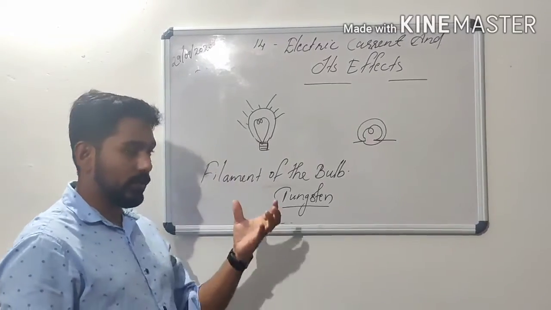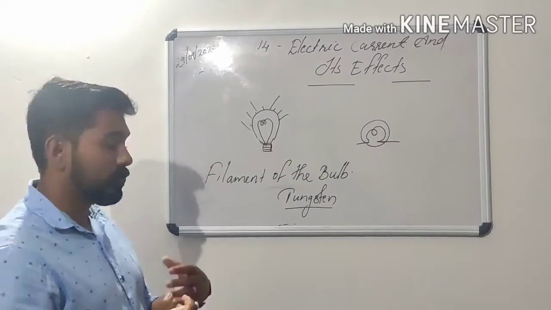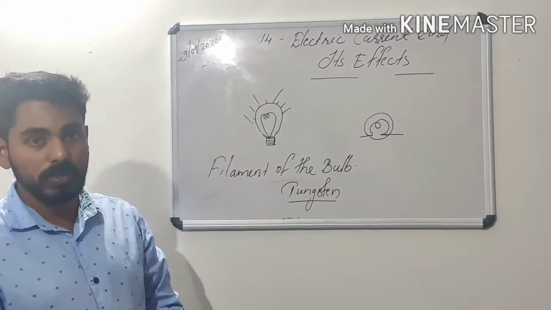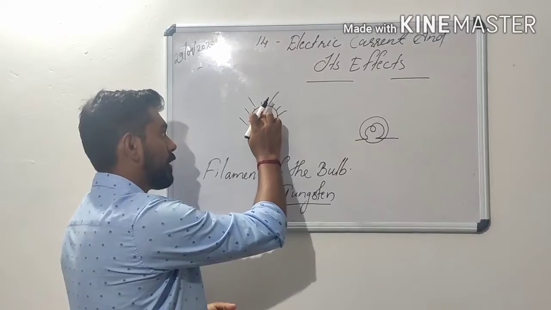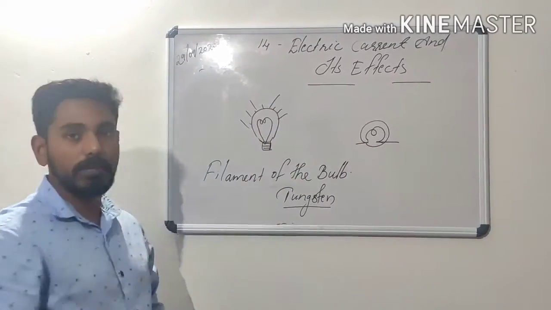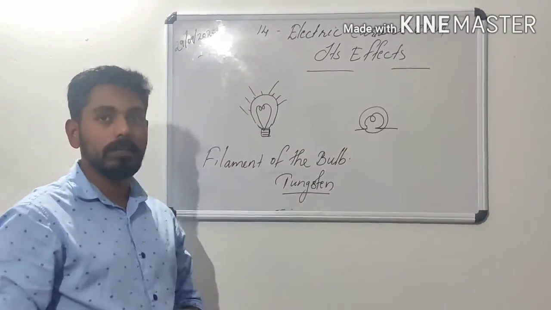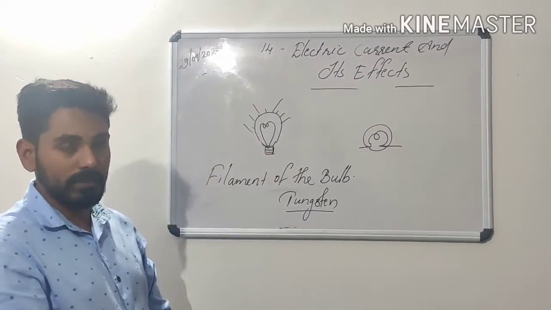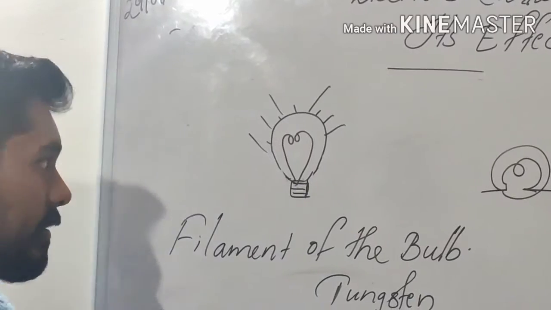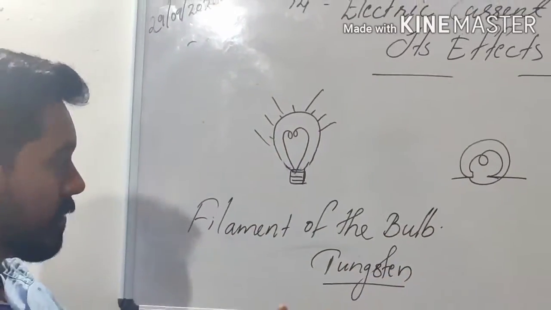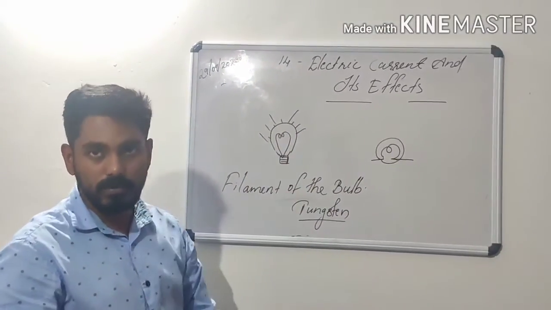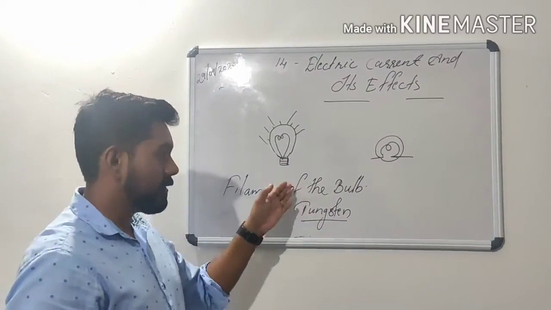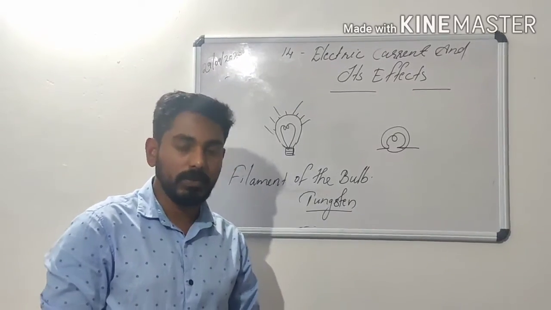Sometimes when you see a fused bulb, we say the bulb is fused. When we say the bulb is fused, actually the filament is broken. You can see that this filament might be broken. That's why we say the bulb is fused. Bulb is fused means the circuit is incomplete. So when the circuit is incomplete, there is no current passing through this circuit, and the bulb does not glow. So this is about the bulb.